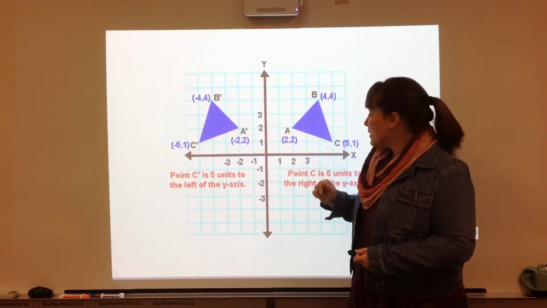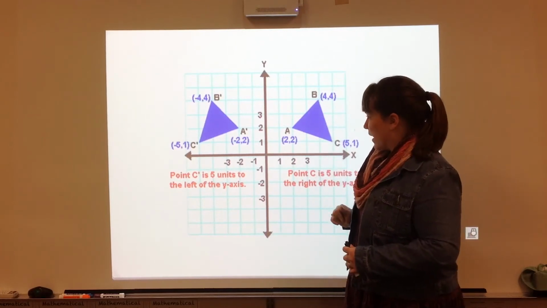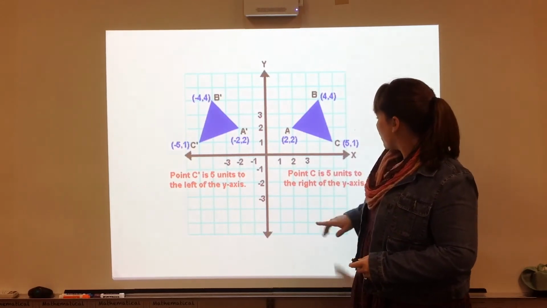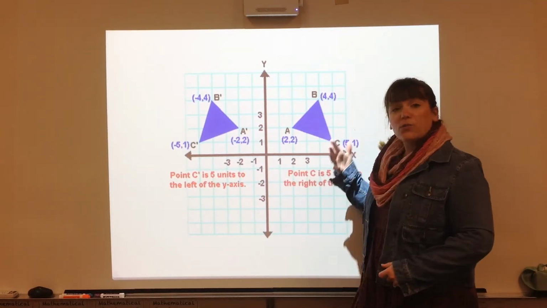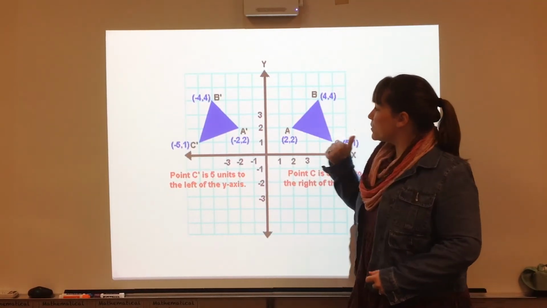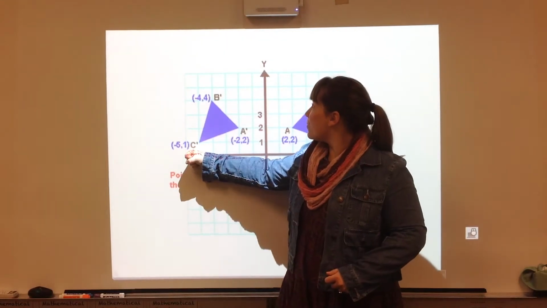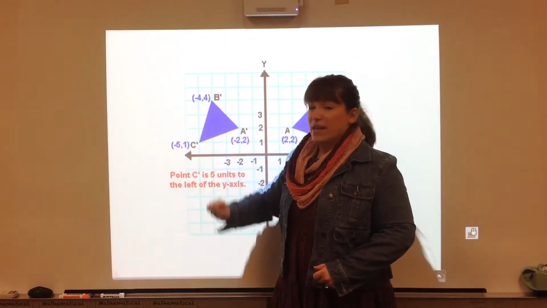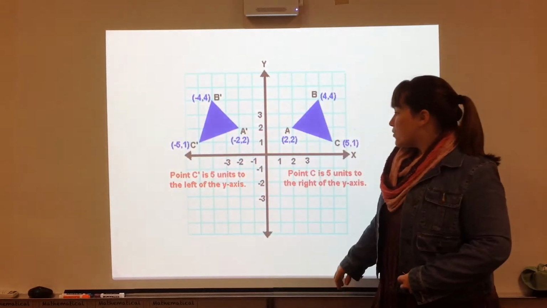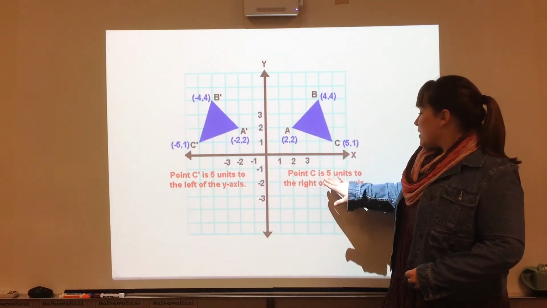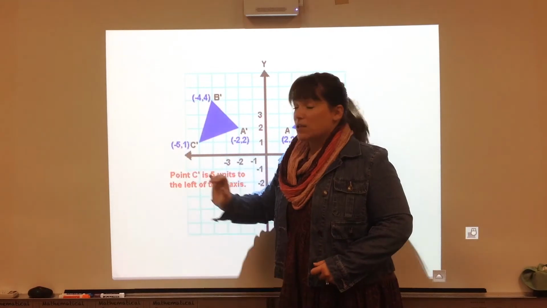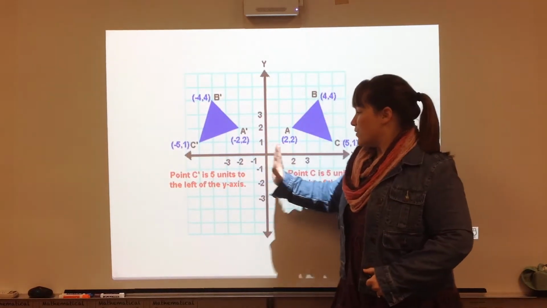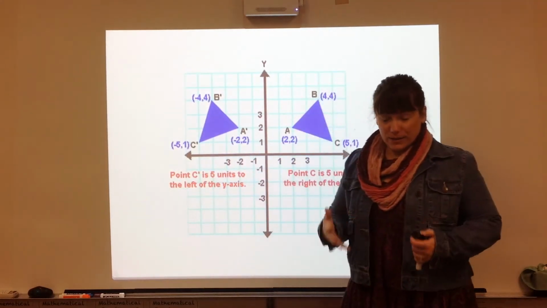Almost like an exponent, but it's just a little hash mark or 1. So now let's look at just point C. Point C originally was (5, 1). Once it was reflected around the y-axis, it became (-5, 1). So point C is 5 units to the right of the y-axis, and point C1 is 5 units to the left of the y-axis.